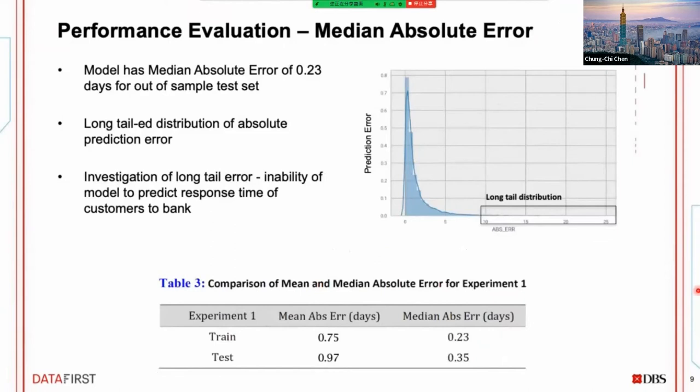Over here, instead of mean absolute error, we have the median absolute error. In the table below, it can be seen that the median error is a lot lower than the mean error. The reason is because the error distribution is a long-tailed one. An investigation was done to understand applications that fall under the long tail. It was discovered that the model is unable to predict the response time of customers to the bank. For example, when contacted for more information, some customers may reply on the same day, while others may take a week or two to reply. Now, the model is unable to predict for this variance, and this leads to applications that fall under the long tail. Therefore, median absolute error is also an important performance evaluation indicator for our project.